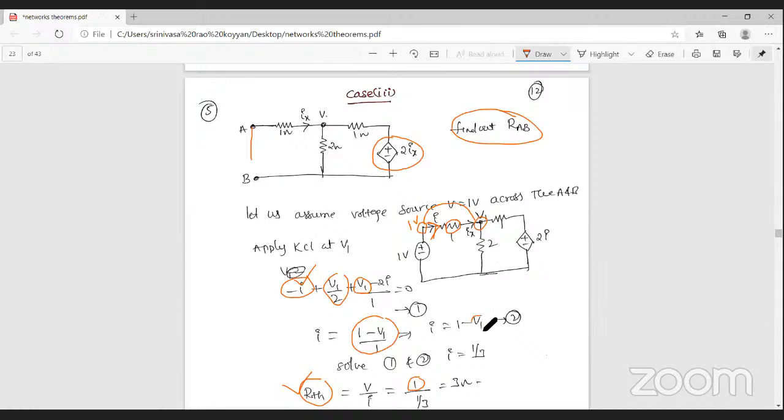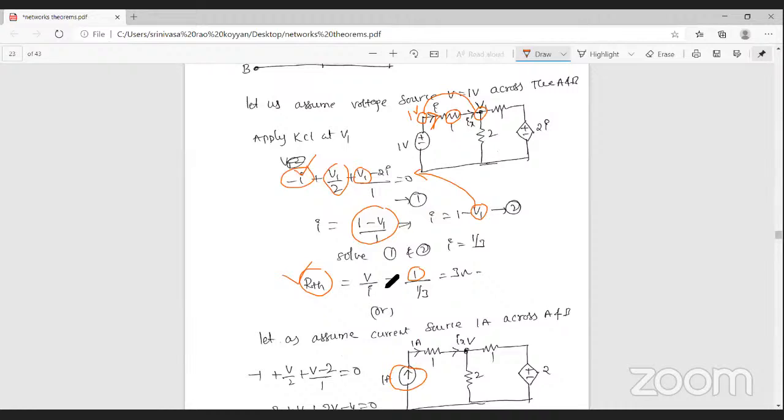So what does V1 become? V1 is equal to 1 minus I. Substitute this into equation number 1, then you get the current value I equal to 1 by 3. Then Thevenin's resistance is equal to V by I. The V value is known, that is 1 volt, and I is 1 by 3. So finally we get Thevenin's resistance as 3 ohm.